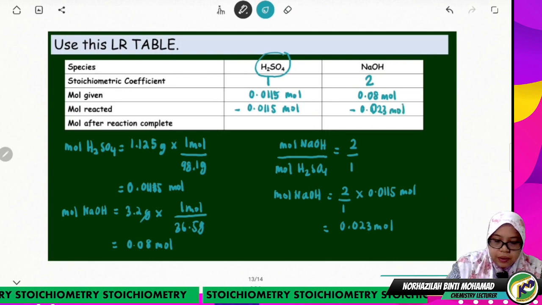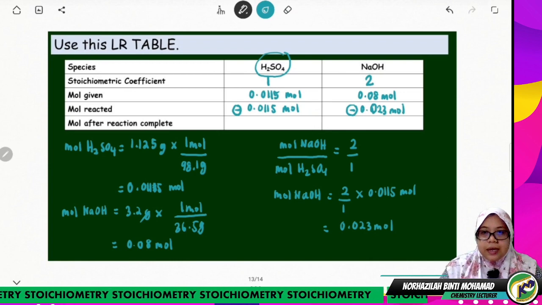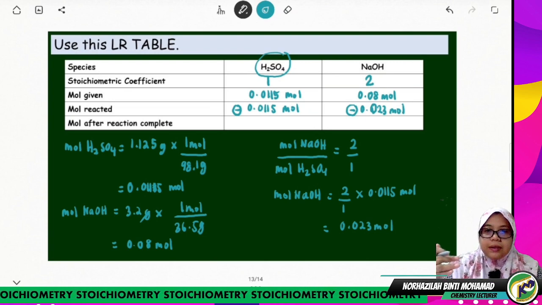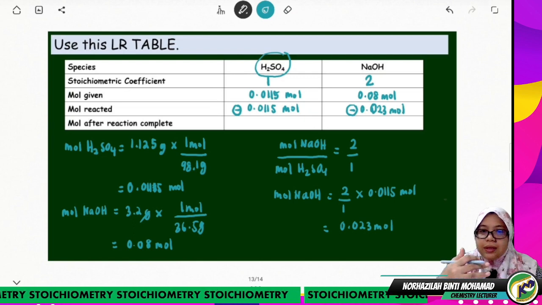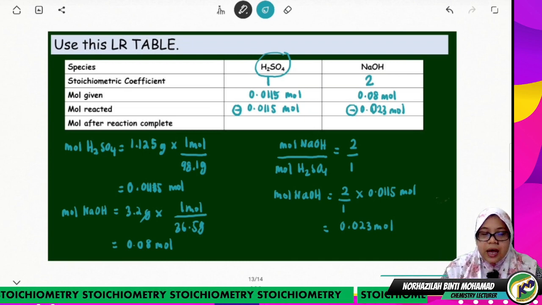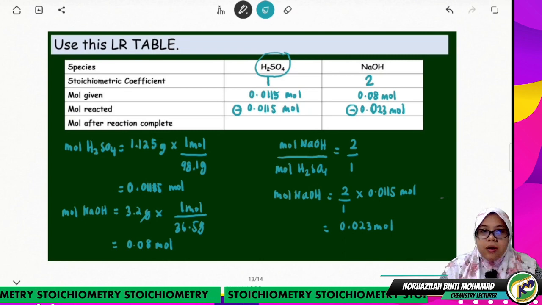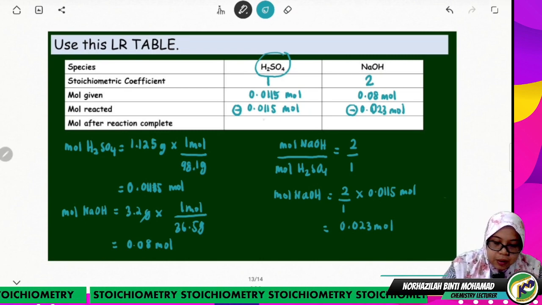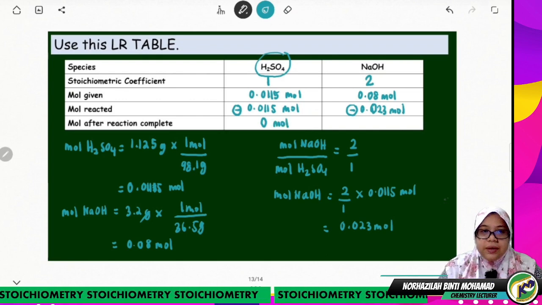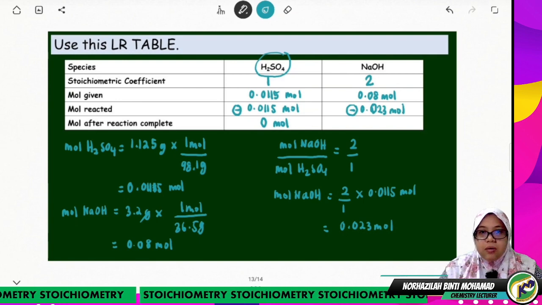So right now minus 0.023 mole. So why we use the symbol minus here? It is because this is a reactant. So during the reaction, the amount of reactant will decrease and the amount of product will increase. So because of the amount of reactant will decrease, so that's why we use the symbol minus. Because at the end of the reaction, after the reaction complete, there are no H2SO4 left in the reaction after the reaction complete.